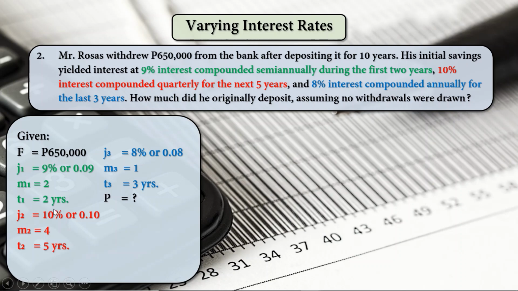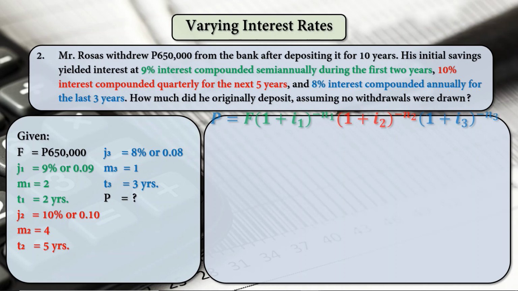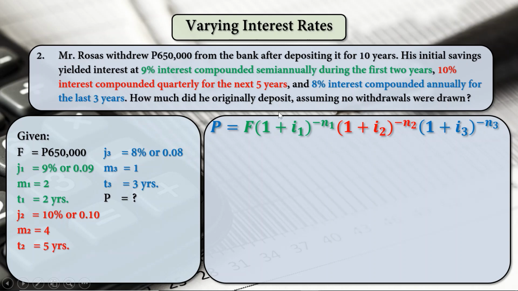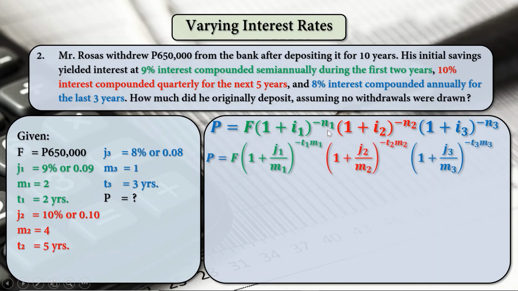What if ayokong isa-isahin itong tatlo in finding for I and in finding for N? Diretso ko na siyang i-substitute sa aking formula, which is the same formula pa din kasi tatlong varying interest pa din tayo. Finding for I, of course, that is J over M. Pwede ko nang isubstitute yung J over M dito sa aking mga I. And for N, pwede ko ding isubstitute yung T times M ko sa formula. So, magiging ganyan yung ating formula. Negative yung ating mga exponents since we are going to find for the value of the P.